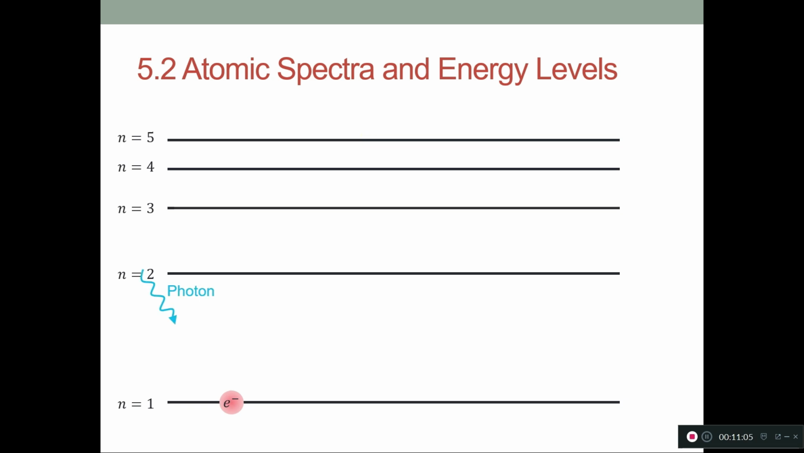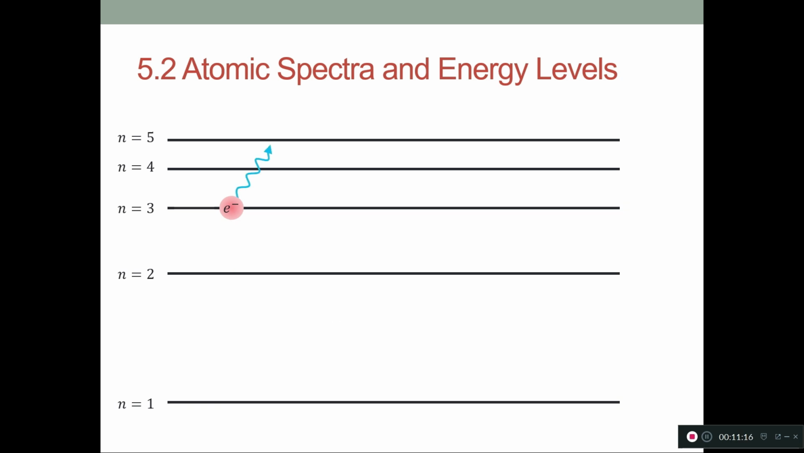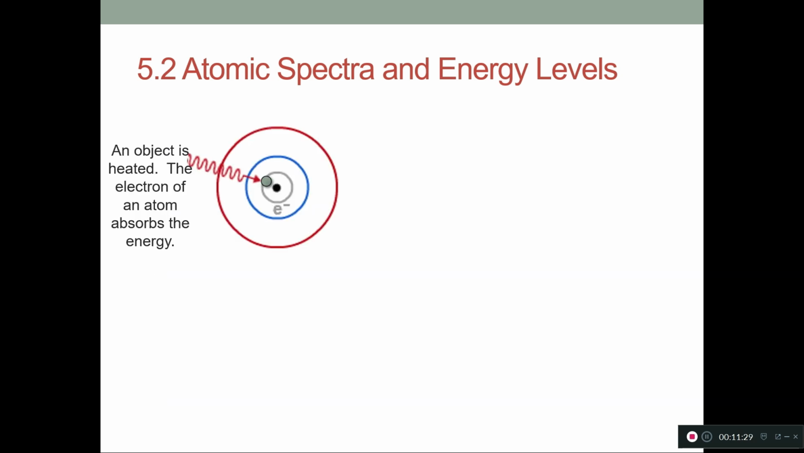Then if we have a higher energy photon come and hit this electron and get absorbed, it will move up to an even higher energy level. So now instead of going to energy level 2, it's going to energy level 3. And so then when it re-emits that, it will fall back down to the first energy level, and we can then detect that higher energy photon that comes off of it. And so that is what's happening during this absorption and emission.